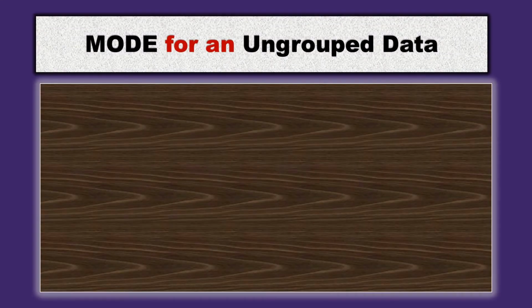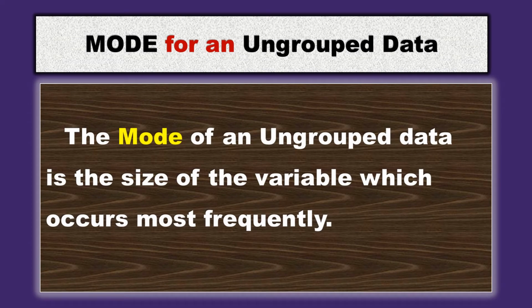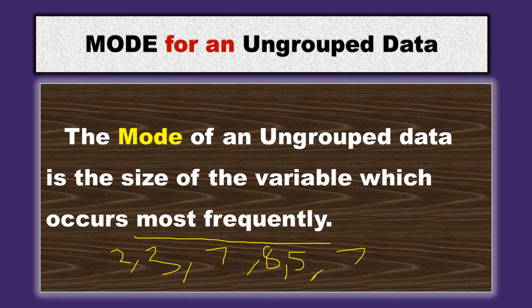So let us start the mode for an ungrouped data. The mode of an ungrouped data is the size of the variable which occurs most frequently. Means, suppose I have given some observations: 2, 3, 7, 8, 5, 2, 7, 8, 5, 2, 9, 6. In this way I have given the observations.